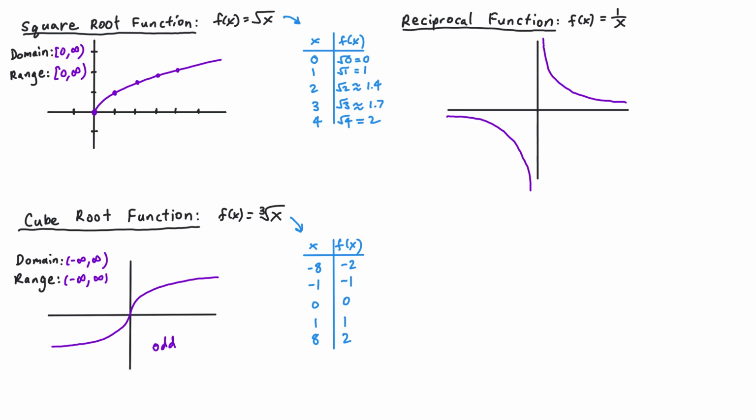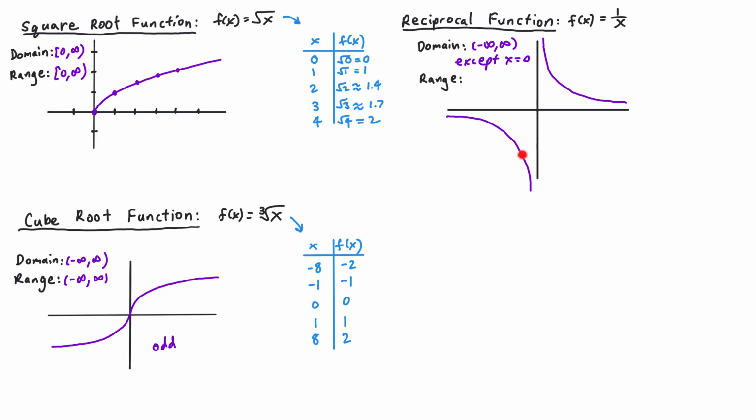So this is the graph of the 1 over x function. The domain of this function is all real numbers except x equals 0. This is because if we were to plug in 0 in for x, we would have 1 divided by 0, which we can't do.